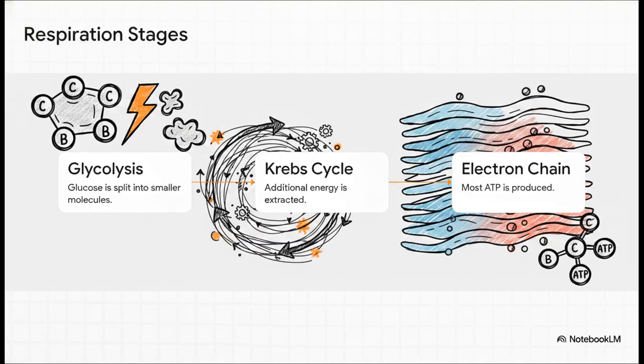We have our map, so let's walk the assembly line. The breakdown happens in 3 distinct sequential stages: glycolysis, the Krebs Cycle, and the Electron Transport Chain. Why 3 stages? Well, like we talked about, if you released all that glucose energy at once, it would be a destructive burst of heat. Breaking it down gradually, step by step, is the only way the cell can harvest that energy safely and efficiently.